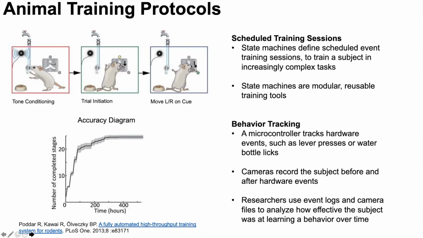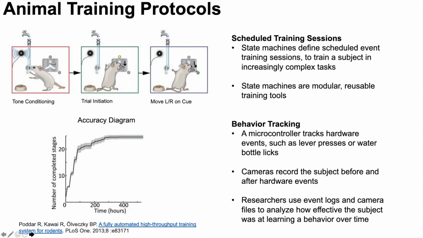So we get a sense with this example that the state machines really serve as modular, reusable training tools. Researchers can share the state machines that they have developed with each other and get to the point where they have trained these subjects in these increasingly complex tasks.